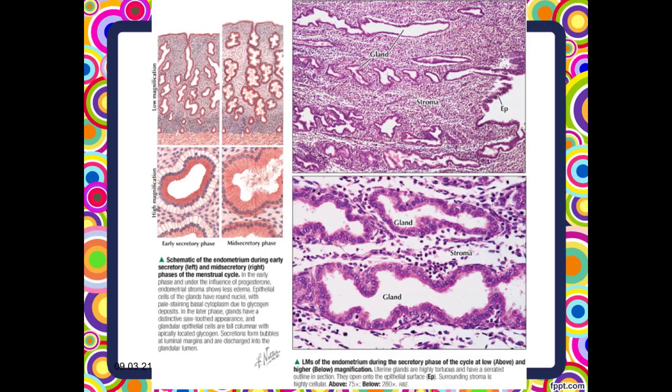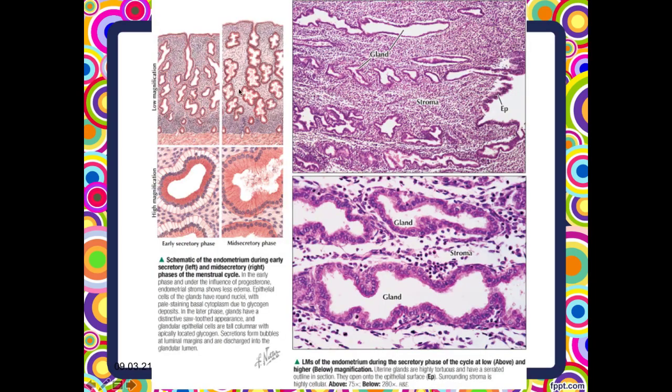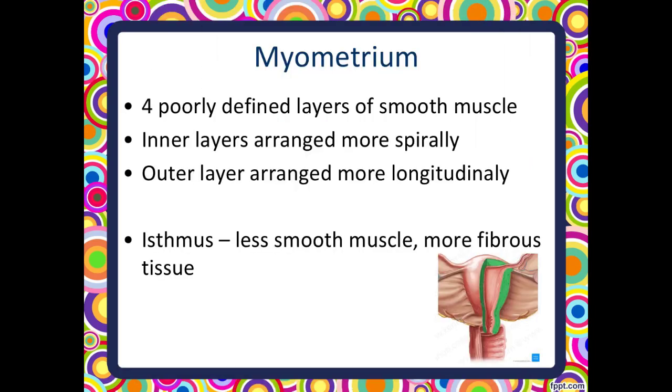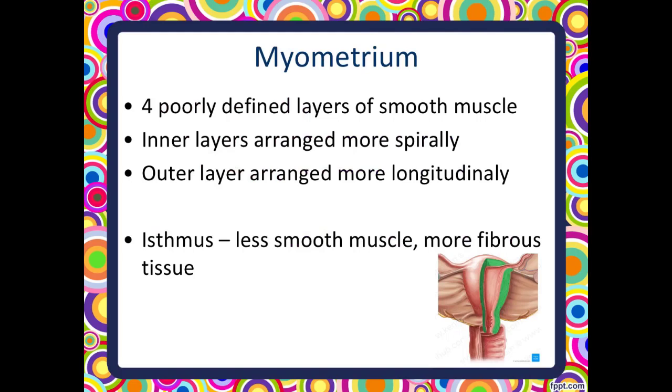So these are the glands during the secretory phase, highly coiled. You can see that the stroma is more pale. That's because of the storage of glycogen within the stromal cells. Okay, so that was the menstrual cycle.